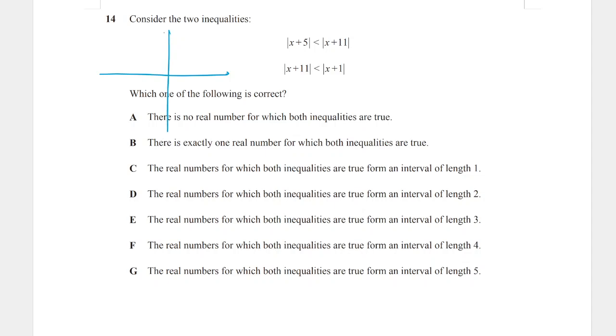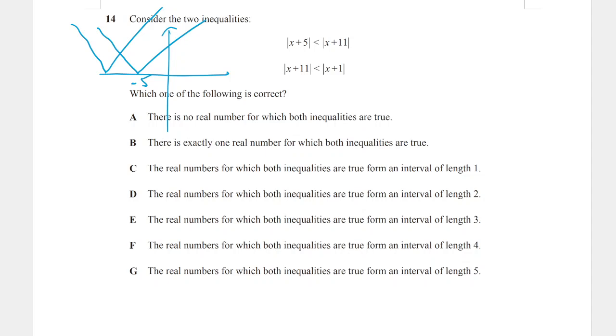Okay, so x plus 5, right? So absolute value of x plus 5, this is just a shift to the left by 5. The transformation is a shift to the left by 5, so I have this, negative 5. Okay, how about x plus 11? Well, for x plus 11, it's a shift to the left by 11, so it's somewhere here, like this. Yeah, they have the same gradient.